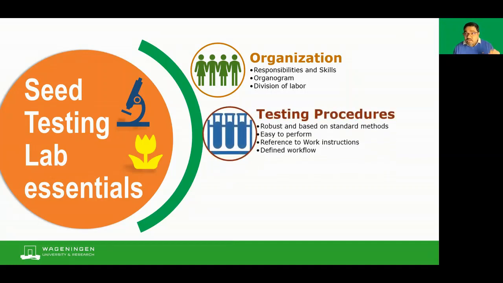And then the most important, of course, the testing procedures. The testing procedures should be robust and based on standard methods. Like ISTA, the International Seed Testing Association, have all these standard operating protocols on how to do germination testing, how to do seed moisture testing, how to do physical purity testing. These are all based on many years of research. They have standardized these protocols. So we have to have robust procedures based on standard methods.